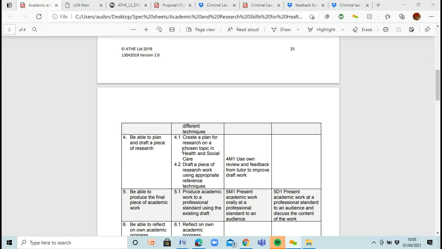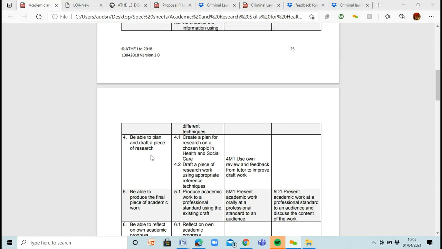So learning outcome 4 covers 4.1, which is create a plan for research on a chosen topic in health and social care. 4.2, draft a piece of research work using appropriate reference techniques. And then 4M1, use your own review and feedback from your tutor to improve your draft work.